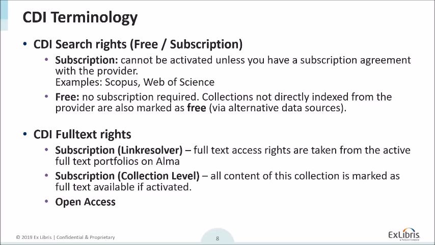Collections that are not directly indexed from the provider also are marked as free. These are available via alternative data sources, so the records come from alternative collections. Another type of search right is subscription. This is important because you cannot activate these collections unless you have a subscription agreement with the provider. You have to actually pay or have a subscription agreement with the provider to be able to search the content in these CDI electronic collections. Examples are, for example, Scopus and Web of Science.